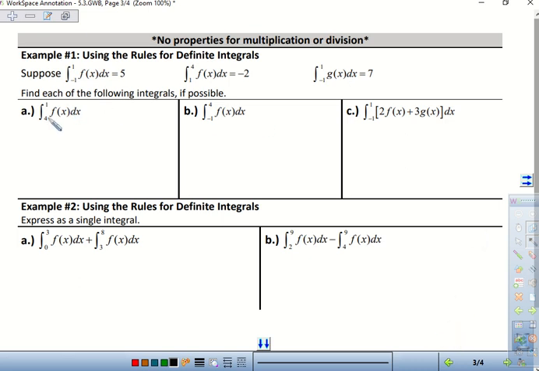So you're going to notice from here we're going from 4 to 1 instead of 1 to 4. So if going from 1 to 4 gives you -2, going from 4 to 1 will give you 2, just regular 2.